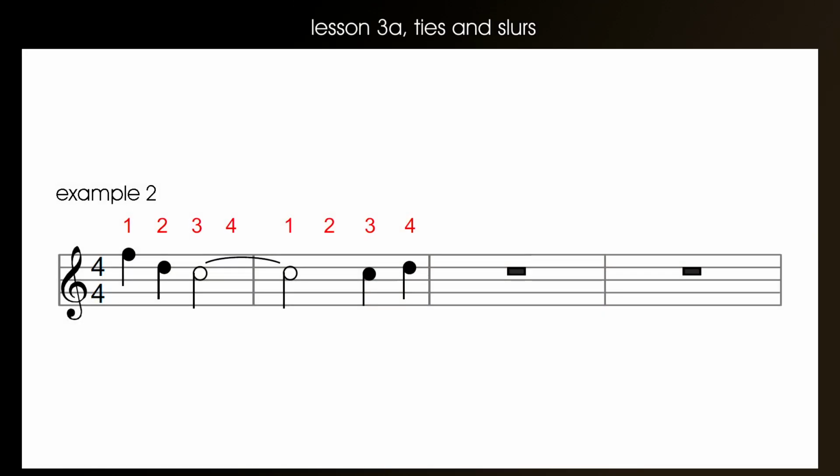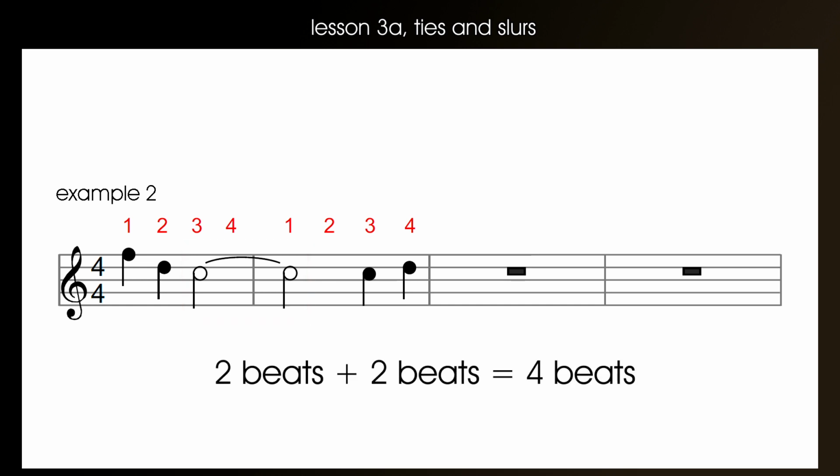Example 2. Here we've got a couple of crochets, then a minim, then a minim, then a couple of crochets. But you'll notice the minims are joined together using a tie. So this is taking the minims, which are both worth 2 beats each, and adding them together. So it becomes the equivalent of a semibreve. So you play that note for 4 beats.